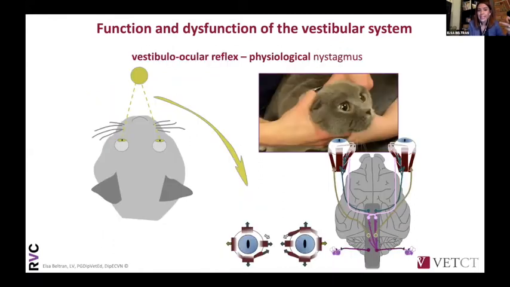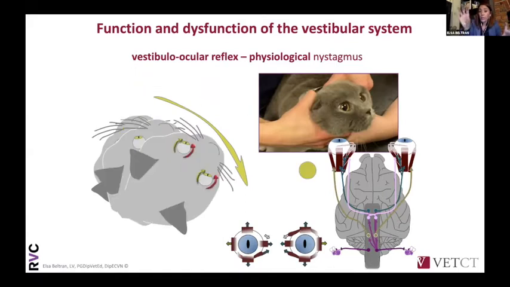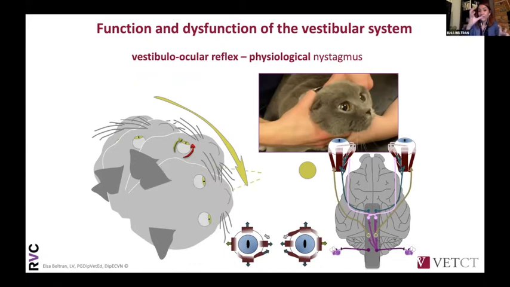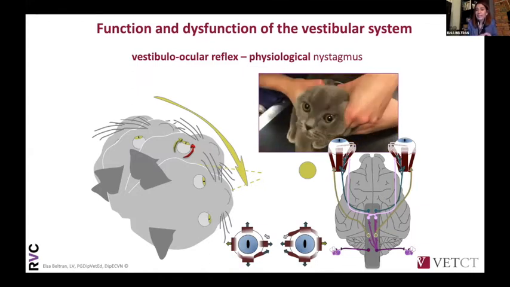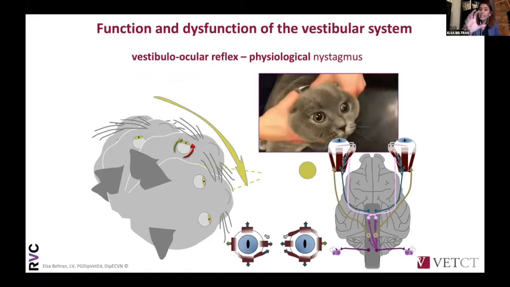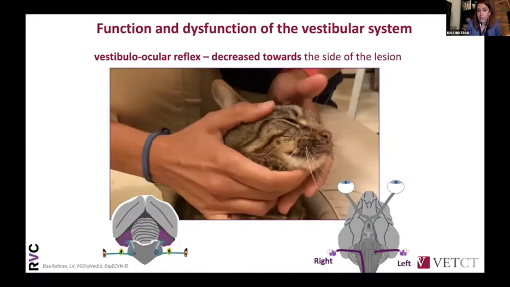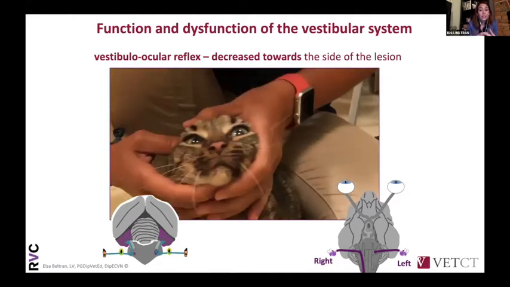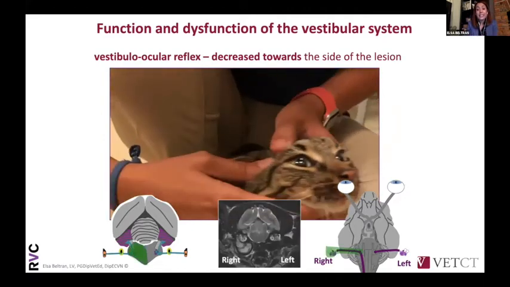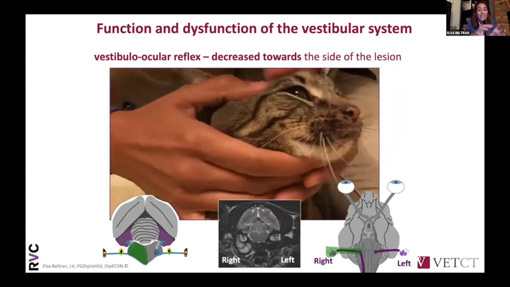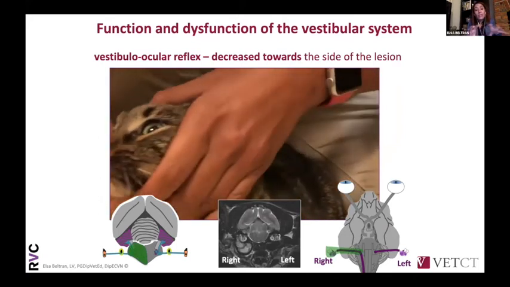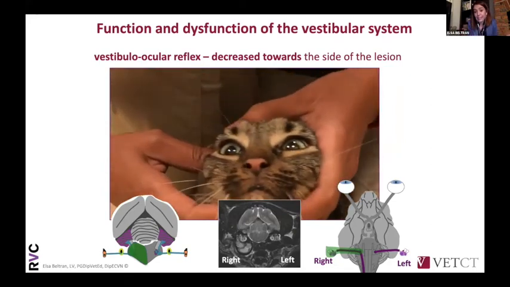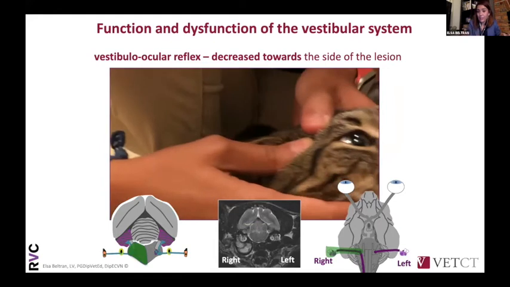So when we move the head, the eyeballs will try to follow the object, and then you have this vestibulo-ocular reflex that is known as the physiological nystagmus. And we can evaluate that by holding the head and moving the head towards one side and the other, and you can see this rhythmic physiological nystagmus. So when we have a lesion, for instance, towards the right in this case, we can see a decreased vestibulo-ocular reflex towards the side of the lesion, in this case, towards the side of less electrical activity. So this is another clinical sign that you can see with central or with peripheral.